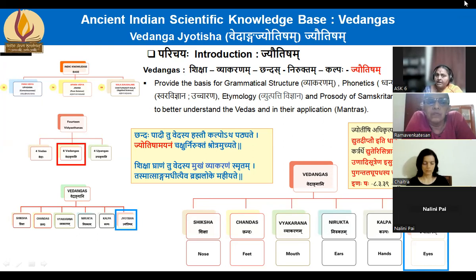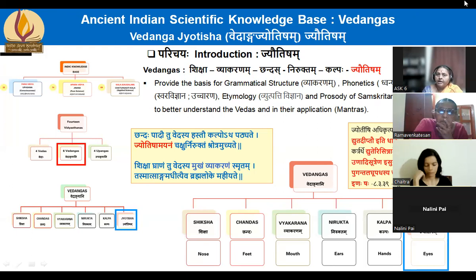Then Vyakaranam deals with the grammatical aspects of Sanskritam, both Vaidika and Laukika Vyakaranam. Chandas talks about prosody, and also a lot of mathematical concepts are involved in Chandas. Niruktam is etymology of the Vedic words. It helps one in understanding the complicated Vedic words.